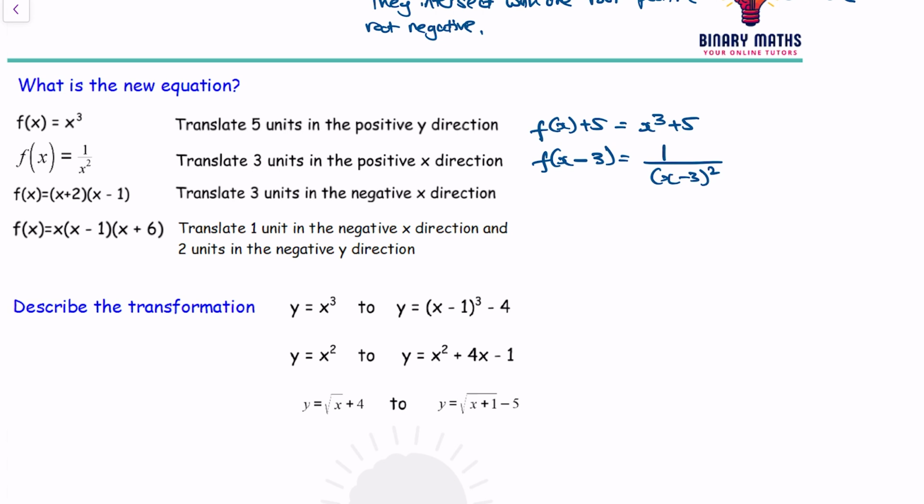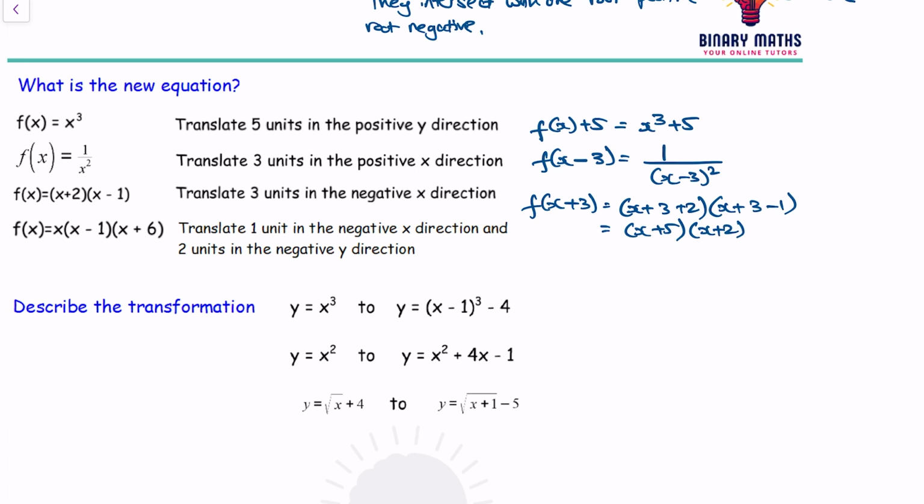Okay, next one, f of x is equal to x plus 2 times x minus 1. Translate 3 units in the negative x direction. That means it's the same thing as f of x plus 3, which means everywhere we see x, we replace with x plus 3. So it's going to be x plus 3 plus 2 in the first bracket, and x plus 3 take away 1 in the second bracket, which is the same thing as x plus 5 times x plus 2.